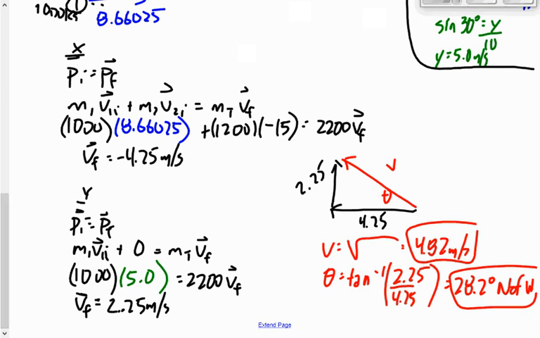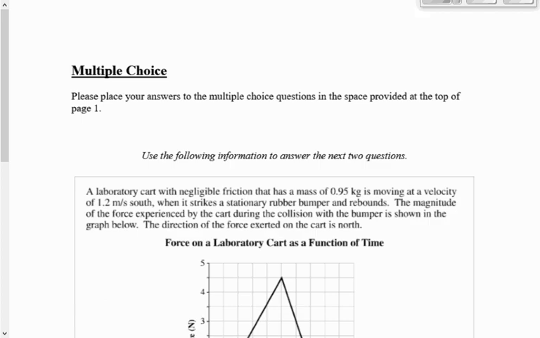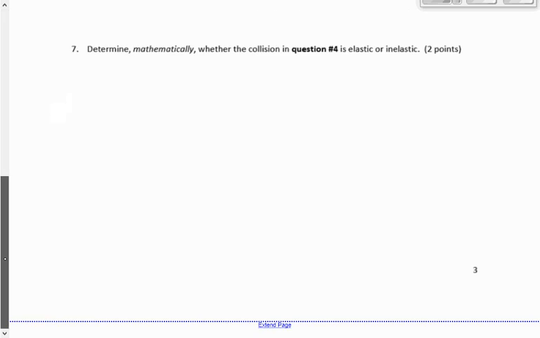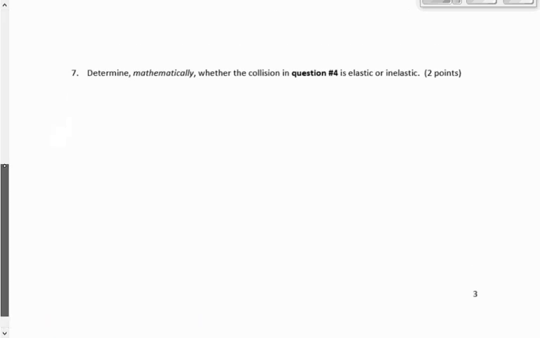Finally, number 7 that we want to go over here. Where is it? Number 7. Here it is. Determine mathematically whether the collision in question number 4 is elastic or inelastic. It wasn't actually supposed to be question 4, and some of you did use question 6 because it makes sense, right? That right after question number 6. Some of you actually did question number 5 because number 6 referred to number 5. So there were answers all over the place on this, and I didn't penalize anybody because of that. I didn't actually intend it to be question 4.